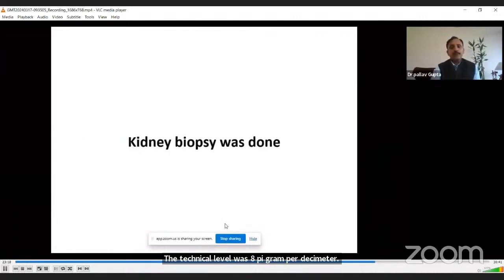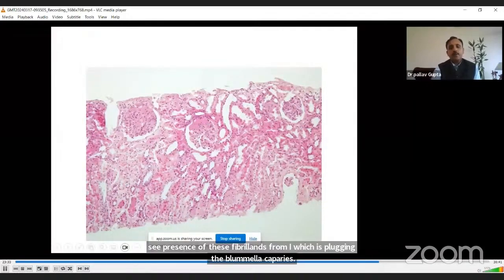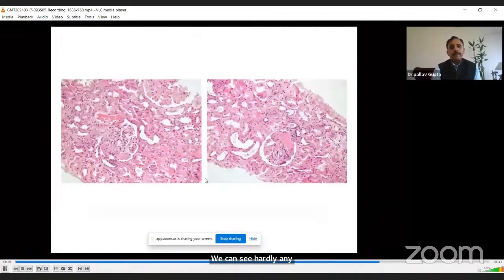So kidney biopsy was done. This is a low power view of the kidney biopsy showing several glomeruli, and in many of these glomeruli you can see the presence of fibrin thrombi, which are plugging the glomerular capillaries. We can see hardly any interstitial inflammation in the background. Again, several other fields show fibrin thrombi occluding the glomerular capillary loops, large thrombi occluding the glomerular capillary loops, with no significant inflammation in any compartment.